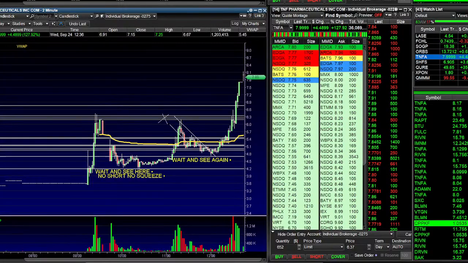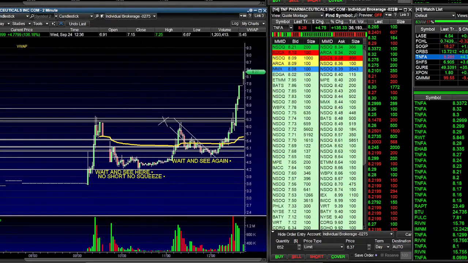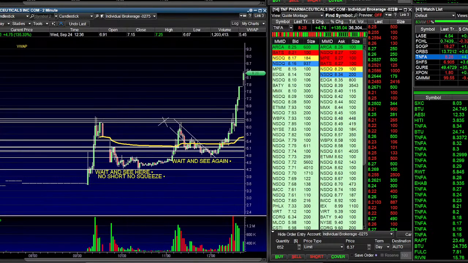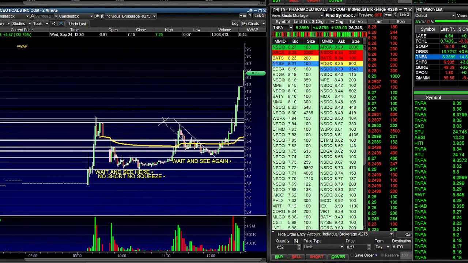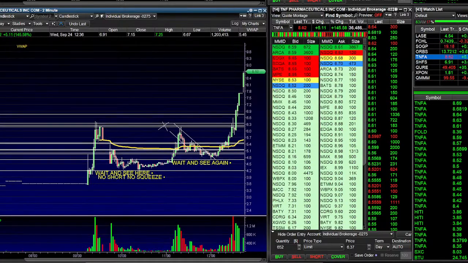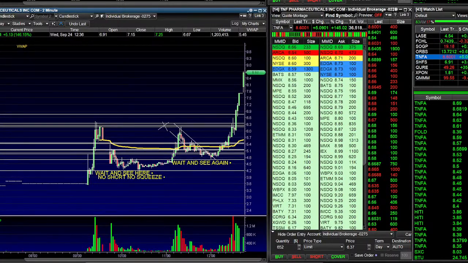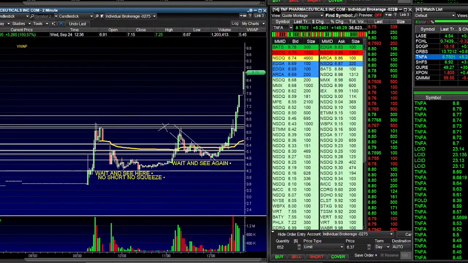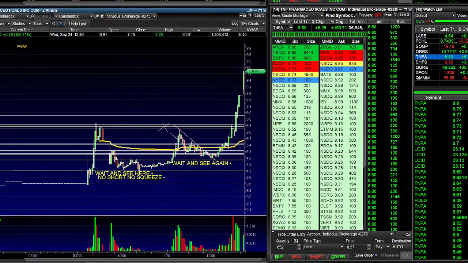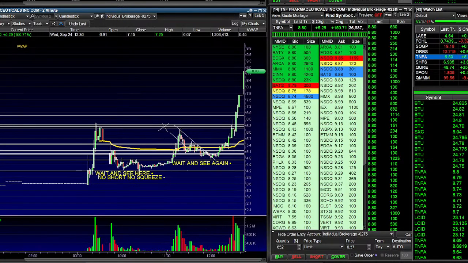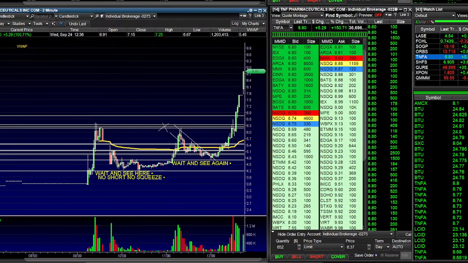The hidden risk of an untested idea is that it is by definition a complete unknown. You are stepping onto a battlefield with no knowledge of your weapon's accuracy or your armor's strength. You have no idea of the probabilities. What are the chances of this setup succeeding? When it fails, how much does it typically lose? How many times in a row can it fail? Without answers to these questions, you are trading blind.